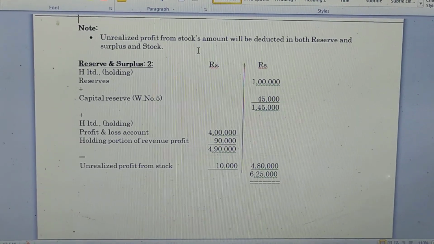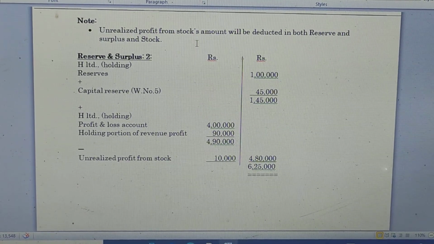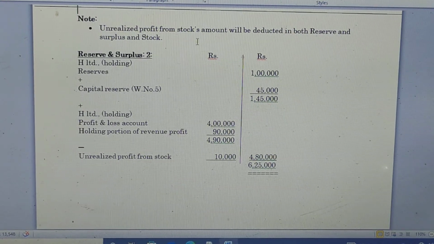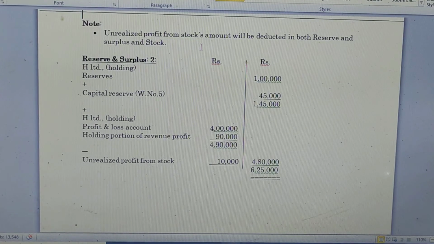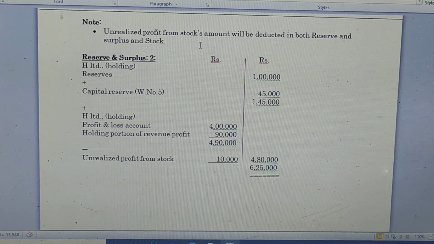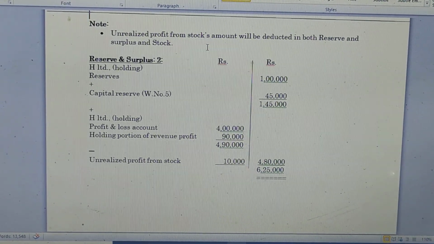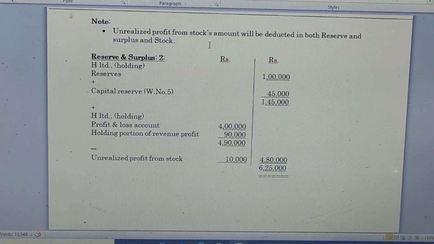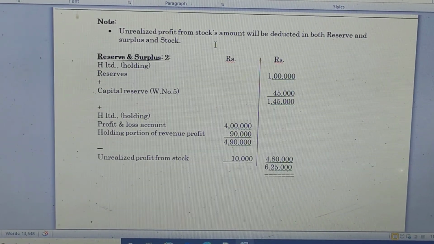Then under reserve and surplus, H Limited holding reserves 1 lakh plus the capital reserve which we have already calculated. This is from working note 5, and that amount is 45,000. We add this amount, 1 lakh plus 45,000, we get 1,45,000. Then plus H Limited holding profit and loss account 4 lakhs, plus holding portion of revenue profit 90,000. The total value is 4,90,000.